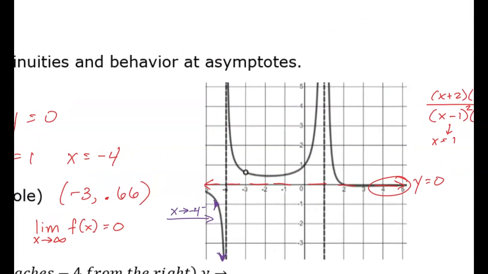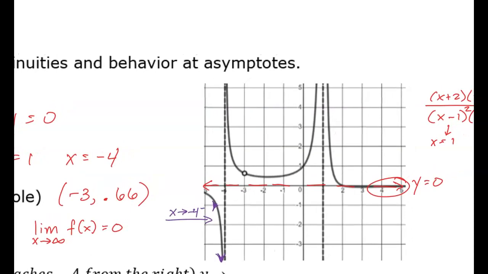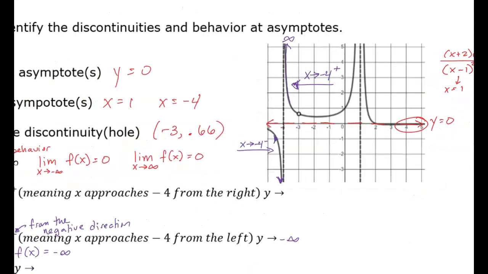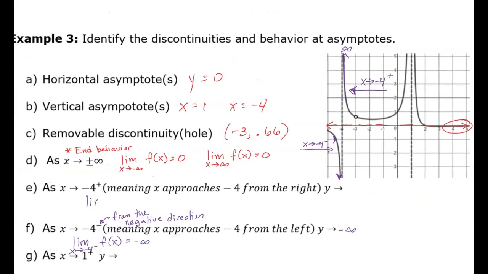And then also, we can approach coming from the right. So going from the positive direction towards -4. What is happening to our y value? It's going up, up, up, up, up to what? Positive infinity. So we say the limit as x approaches -4 from the positive direction of f(x) is equal to positive infinity.